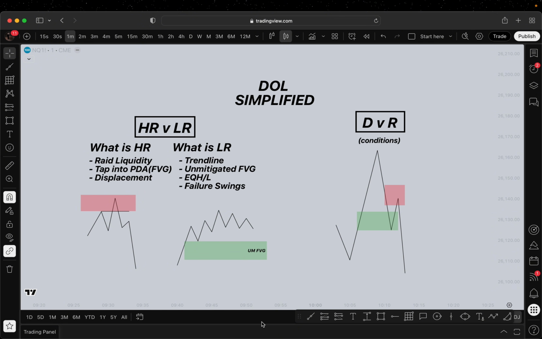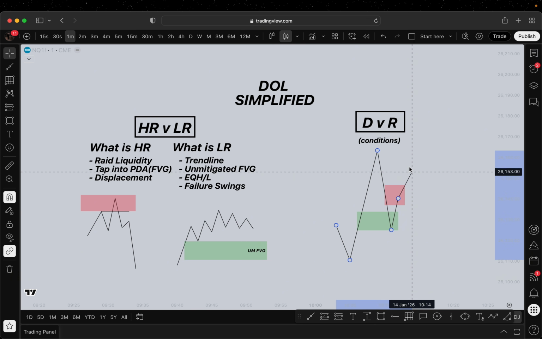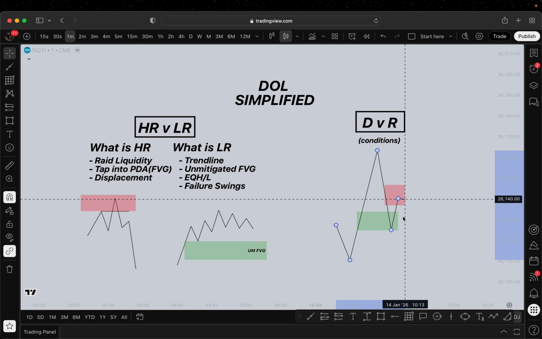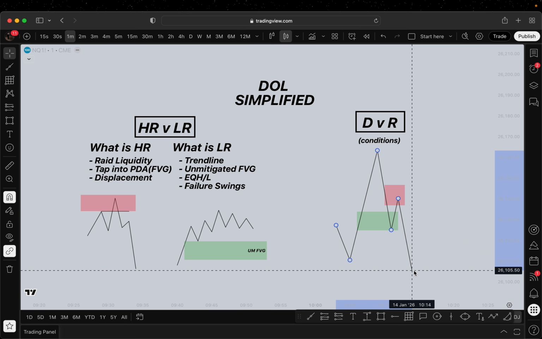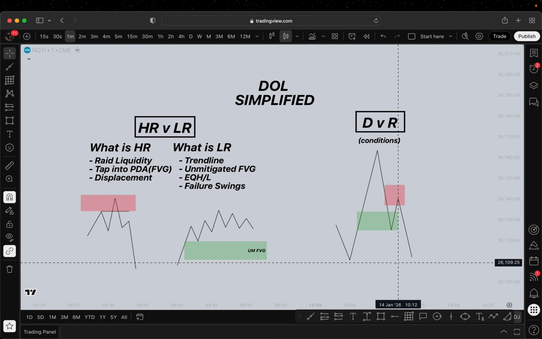And then disrespect versus respect. This is the sauciest part of today's video, so make sure that you pay attention in my future examples that I'm about to bring up. Disrespecting versus respecting is the relationship between conditions or between fair value gaps. This is how you actually confirm which side of the market we're going to, whether we're going to go higher towards the highs or lower towards the lows. You need disrespecting versus respecting using conditions to actually make sure that you catch the right trade. Let's get right into it.